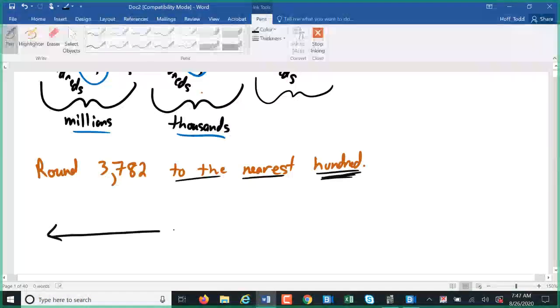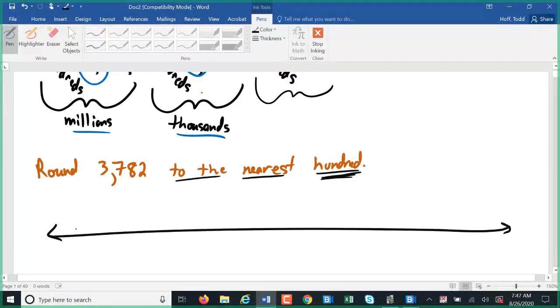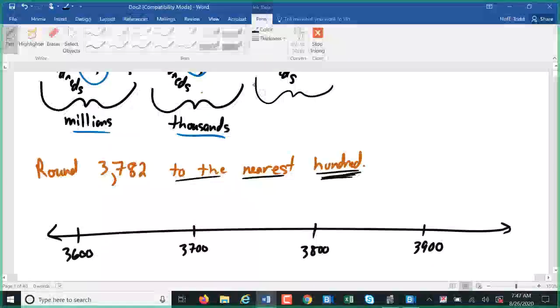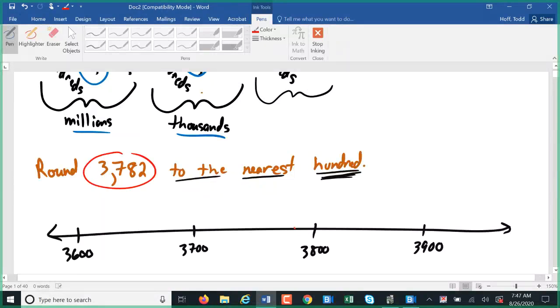what it's really saying is, imagine that we have a number line, and it's numbered in hundreds. So 3,600, 3,700, 800, 900, and so on. What it's saying is, if we put 3,782 on that number line physically, which of those hundreds is it closest to? Well, it's closest to the 3,800, so that would round to 3,800.